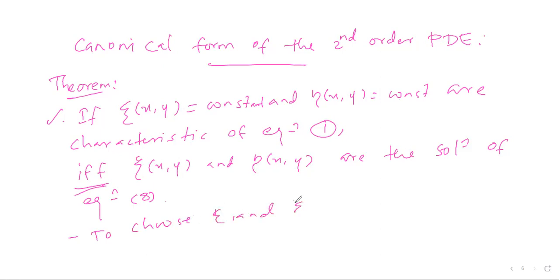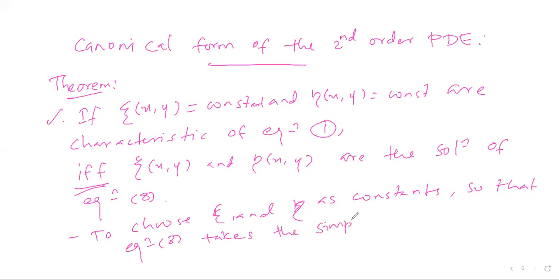So in the case of the types of equations, we have to choose zeta and eta. In the general case we have commonly taken it, but for the types we have to choose them as constants so that equation number 8 takes a simpler form for our types. So what are the forms it will take? It will take three types of forms. I will write in the next window. Please write these down.